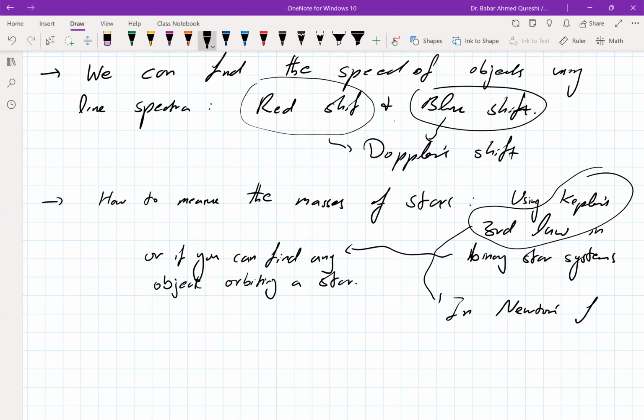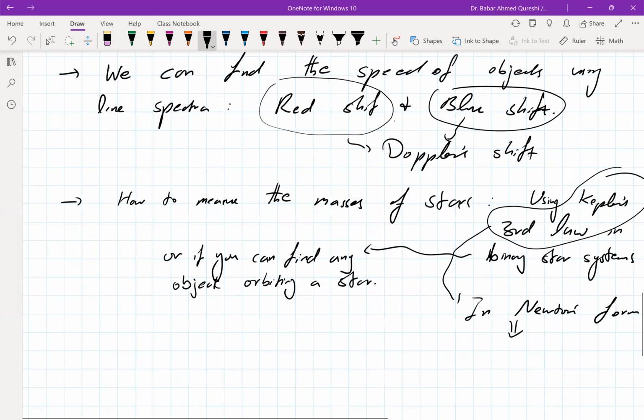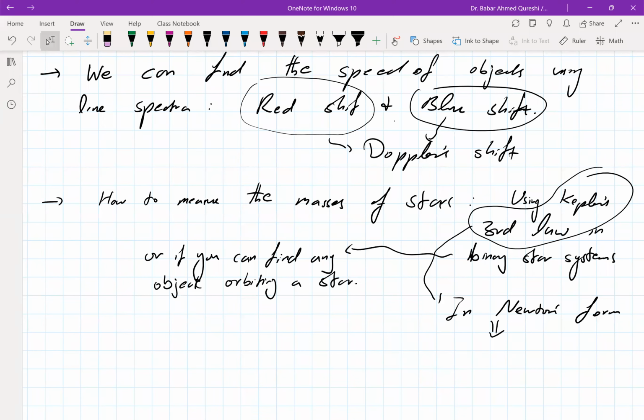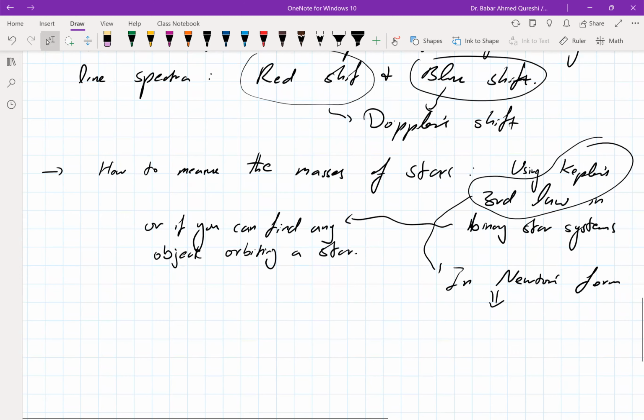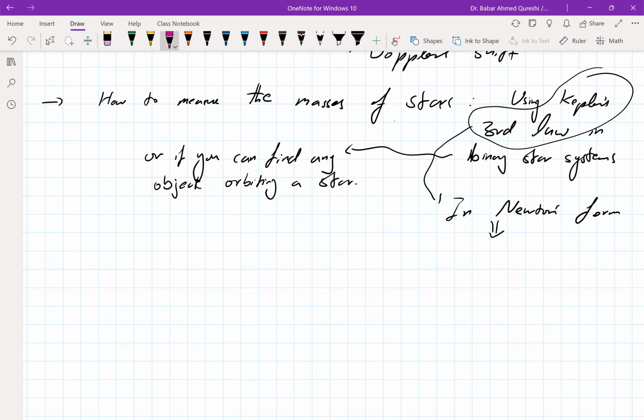Newton's form basically told us that the constant in Kepler's third law depends on the mass of the orbiting objects. Then we said, since we can get all this information about stars, let's organize the information in a chart diagram.